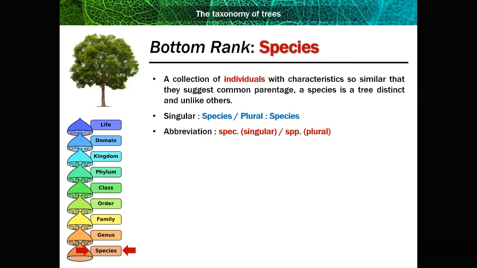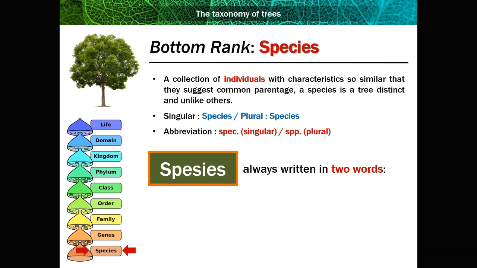But the abbreviation is different. If you want to write the singular species, you have to write the abbreviation of SP. And plural for species is SPP. So please bear in mind, this is the rule on how you want to write a species name. So species is always written in two words.